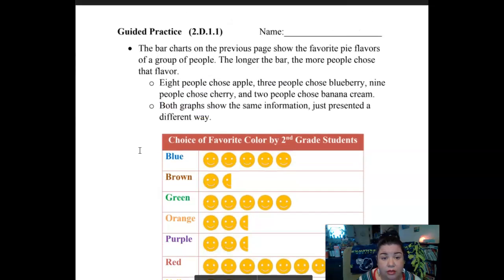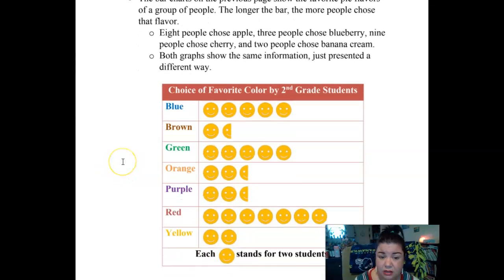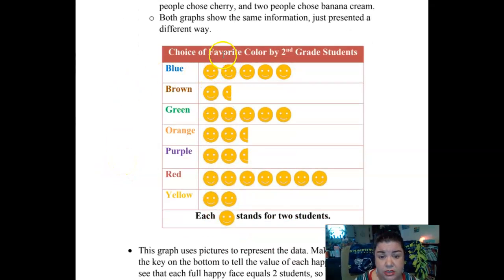So the bar graph charts that we just looked at show the favorite pie flavors of a group of people. And you can see that the longer bar is what the most people chose. So here's a different type of bar graph, but then we've used pictures for this. Okay, so it's the same thing though. So this is the choice of the favorite color by second grade students that were surveyed. So we have blue, brown, green, orange, purple, red, and yellow.